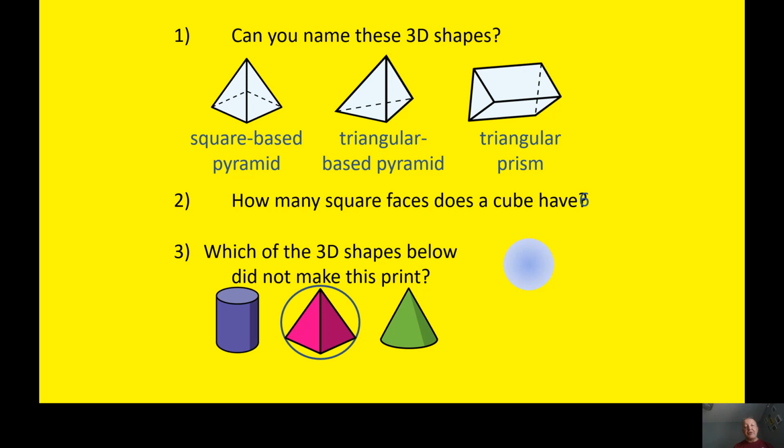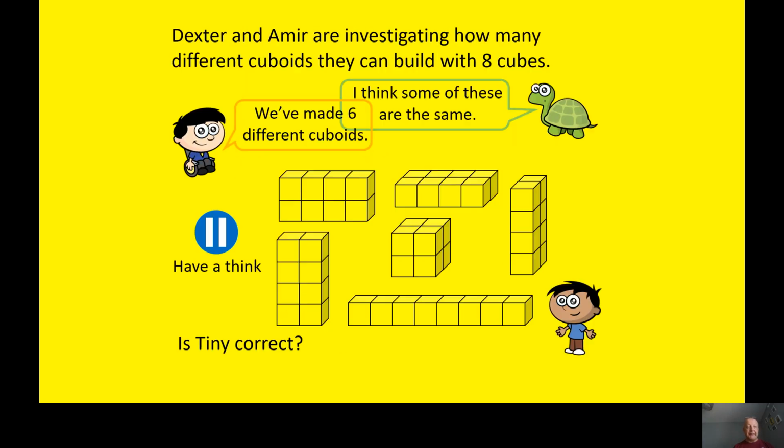Now, which of these could not make that mark, that circle? Well, it is of course the middle one, because the middle one would have a square base and therefore you couldn't make a circle print.